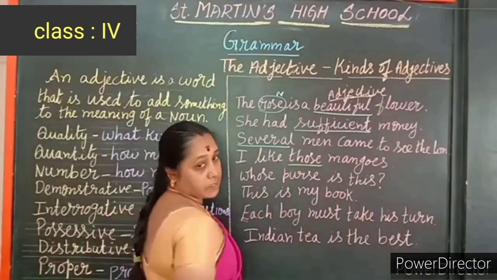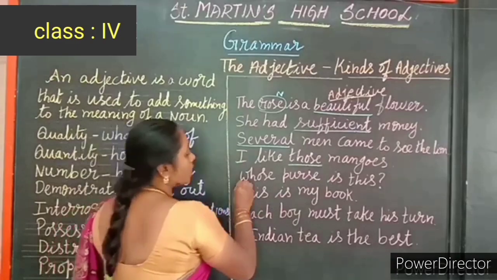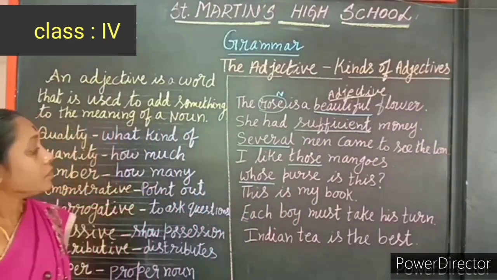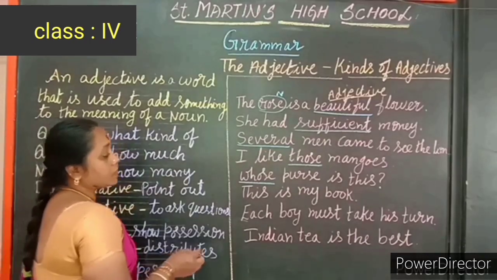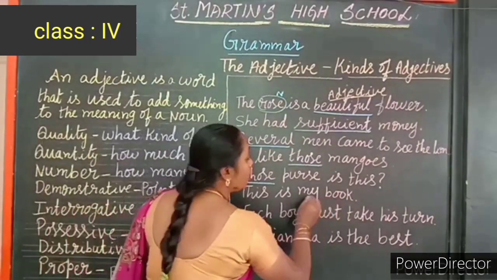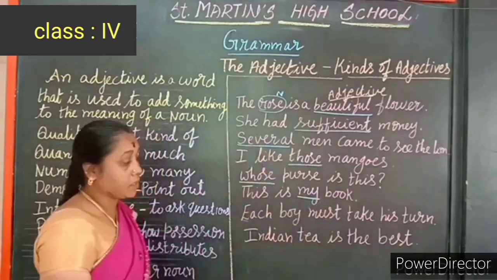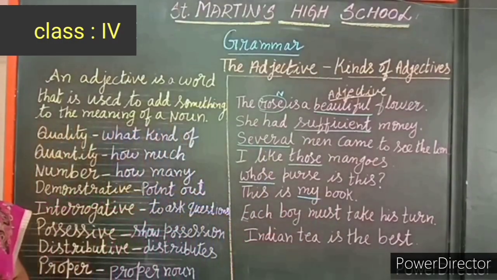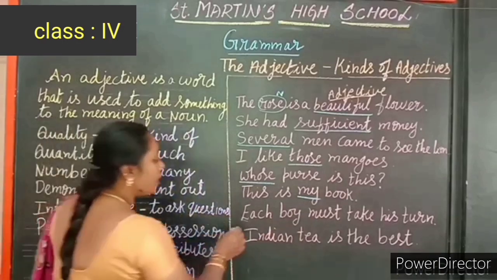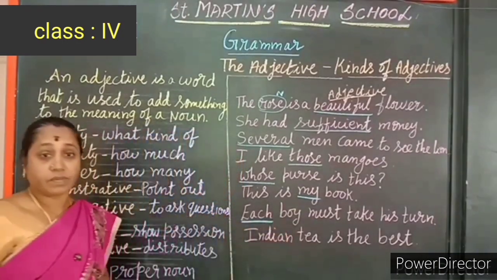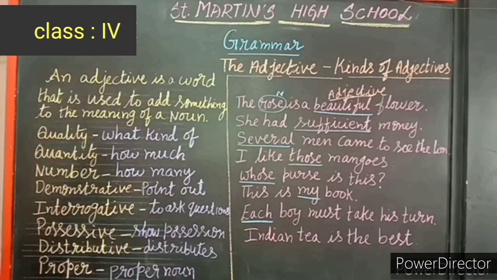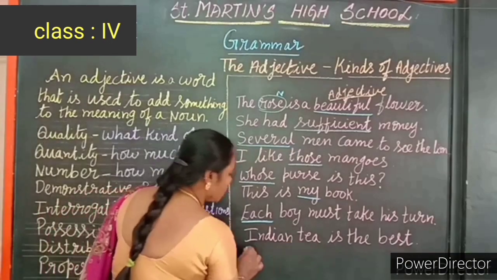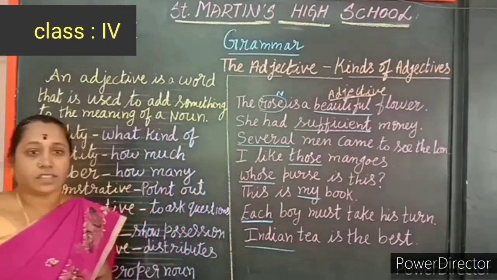Whose purse is this? So here the question is asking about the noun purse. Whose? This is my book. Here, whose book is this? My book. Each boy must take his turn. Each boy. Each describes the noun boy. Indian tea is the best tea. Which tea? It is Indian tea.